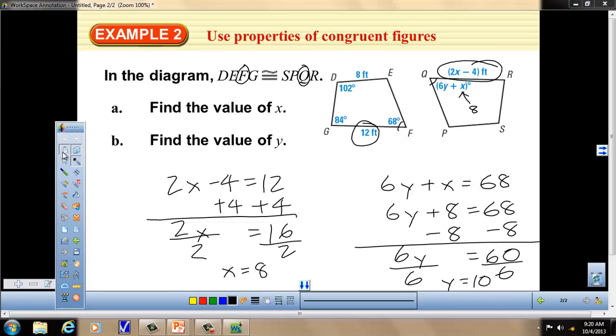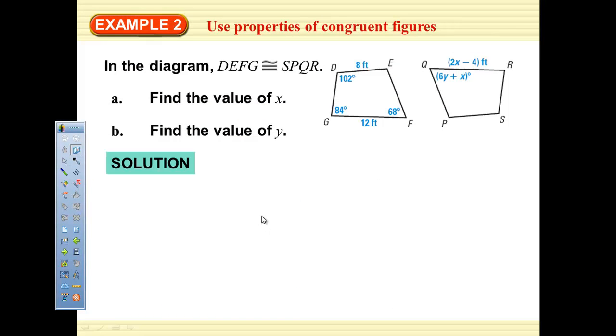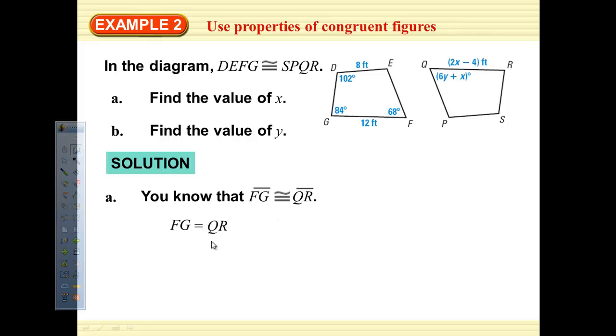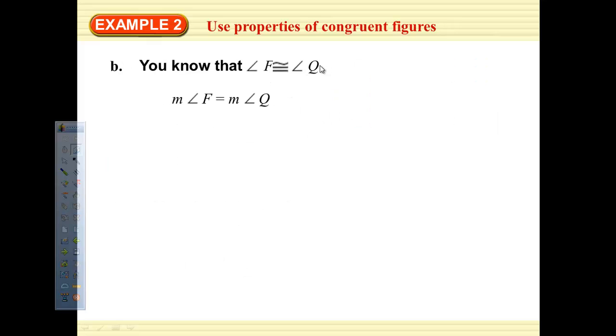Okay? So again, the first thing we do is we set FG and QR equal to each other. We end up with 12 equals 2x minus 4, or 16 equals 2x, or x equals 8. Then we take F and Q equal to each other, and we're going to plug in 8 for x here. So we get that. We subtract 8 from both sides and divide both sides by 6. We get y equals 10.